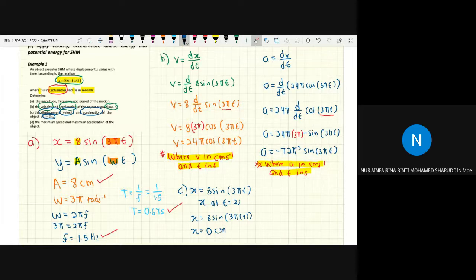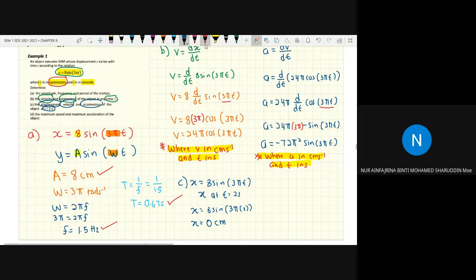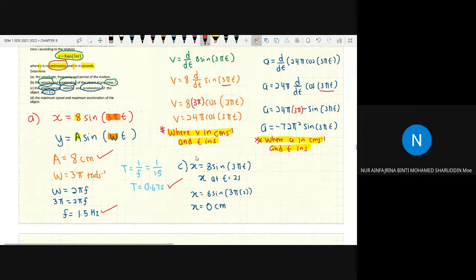Okay, my question is, what mode must your calculator be in? Radian. Radian, very good. Calculator must be in radian. For this chapter, when you want to calculate, your calculator must be in radian.